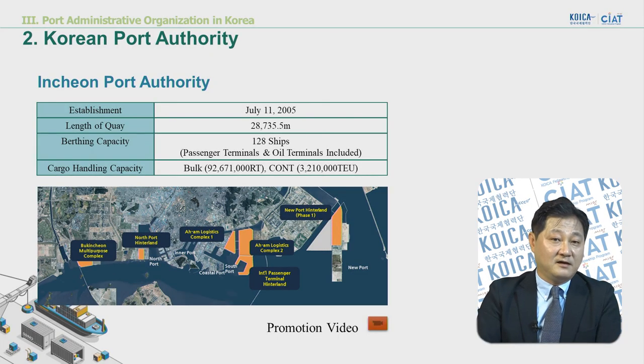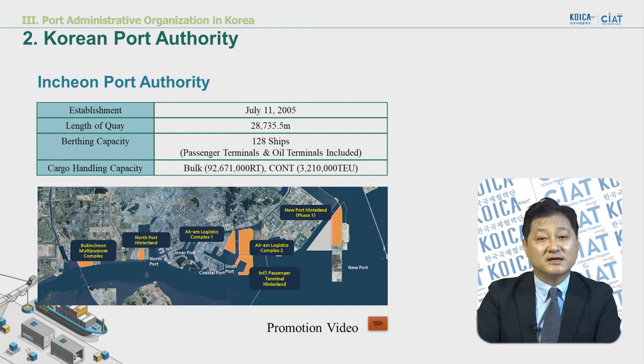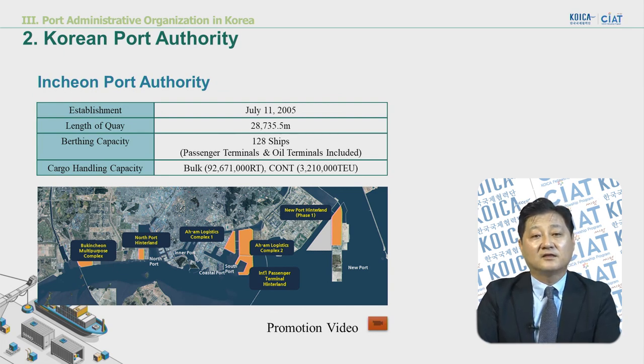Port Authority, established in 2005, manages over 28,000 meters of quay length, with a berthing capacity of 128 ships. The cargo handler's capacity is about 92 million revenue tons per year, and about 3 million TEUs per year.